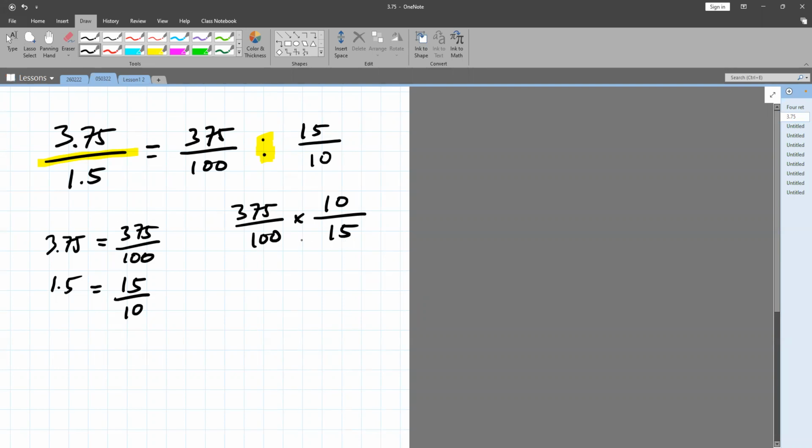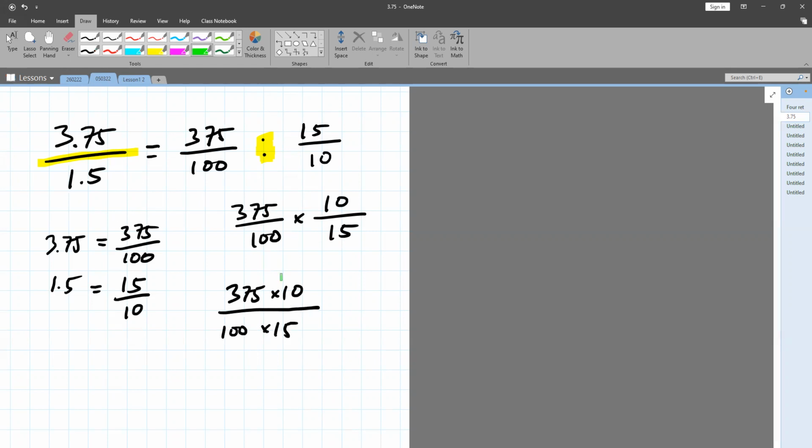Before you do that, let's see if we can simplify things first. For example, you see what we have here. Basically, what you have is 375 times 10 and then divided by 100 times 15. Now, if you look at your numerator and the denominator, they have multiples of 10.